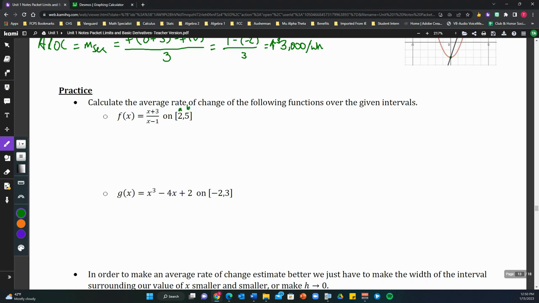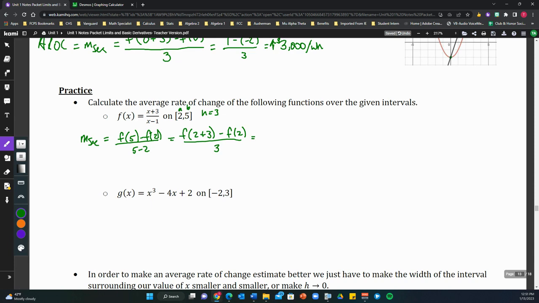So my a and b values would be 2 and 5. My h, if you wanted to write it out that way, in this case would be 3. So my slope of my secant line, or my average rate of change, would be f of 5 minus f of 2 over 5 minus 2. Or if you chose to write it the other fashion, f of 2 plus 3 minus f of 2 all over h, which is 3. Again, they essentially are equivalent to each other. 2 plus 3 is the same as 5. 5 minus 2 is the same as 3. So just different ways of setting it up.